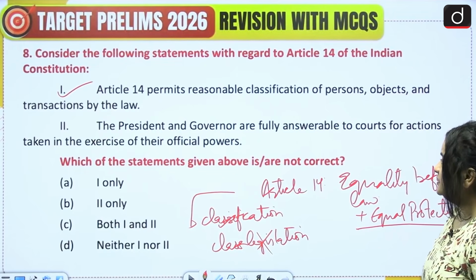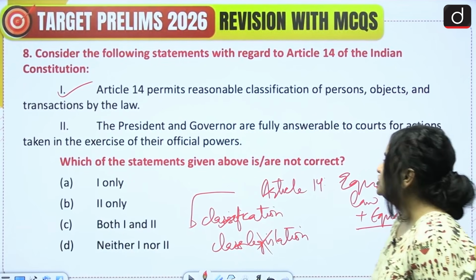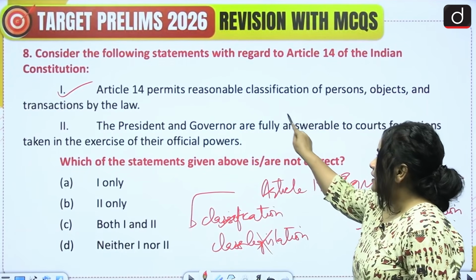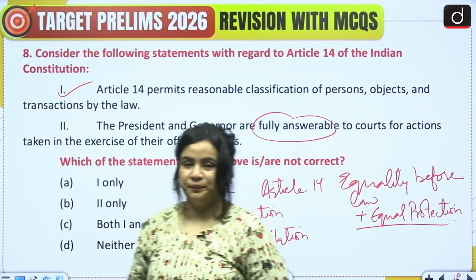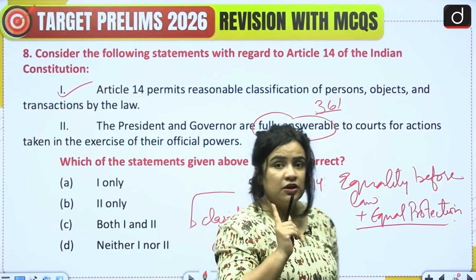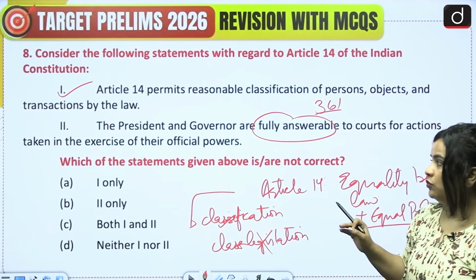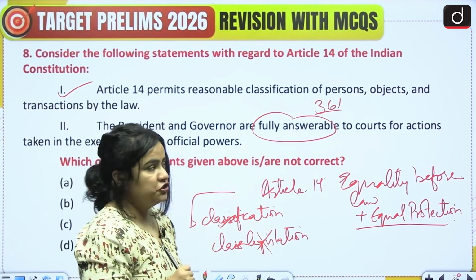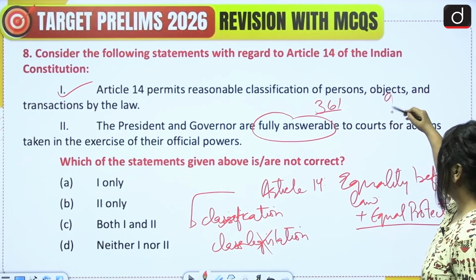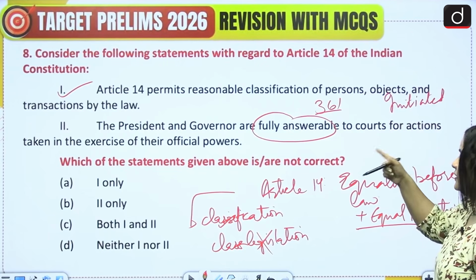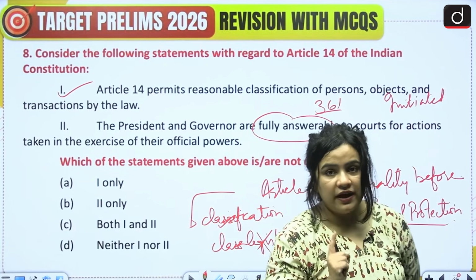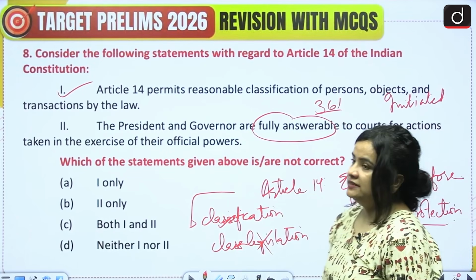The second statement says the president and governor are fully answerable to courts for actions taken in the exercise of their official powers. So again, the president and governor are exceptions to that law. All right. So if we take a look at Article 361 here, it says that neither the president nor the governor are answerable to any courts for actions taken in the exercise of their official powers, which means no criminal proceedings can be initiated against either the president or the governor during their term of office. No pending proceedings can be continued, and no arrest or imprisonment can be issued against the president or the governor in their official tenure.